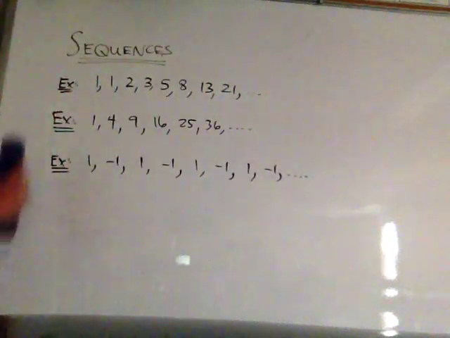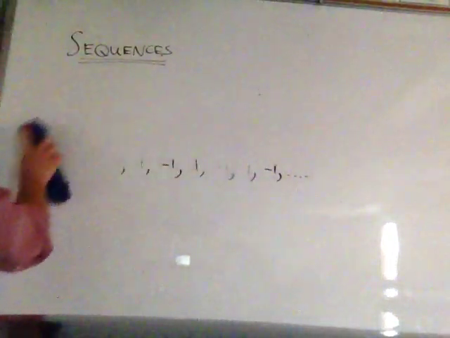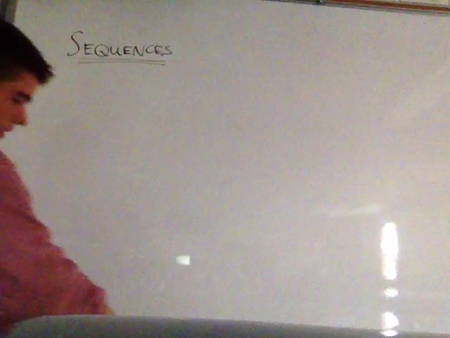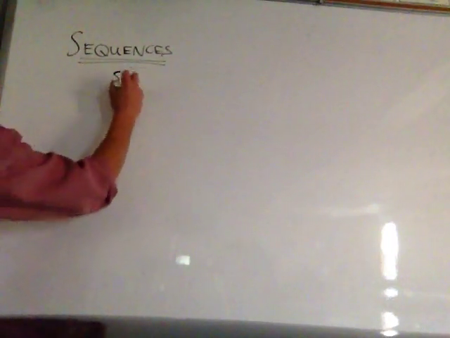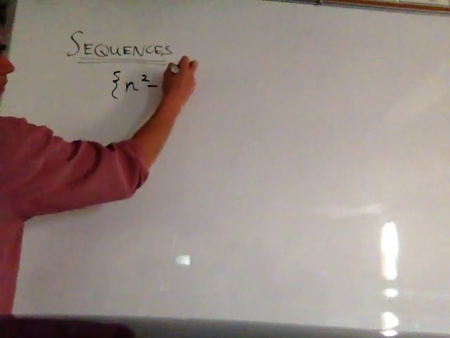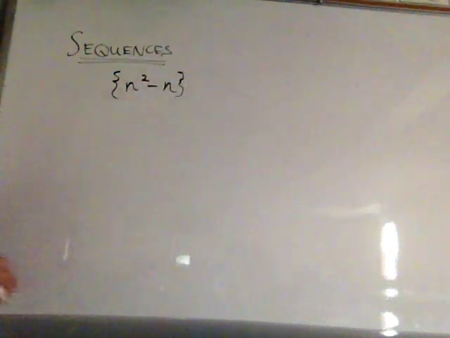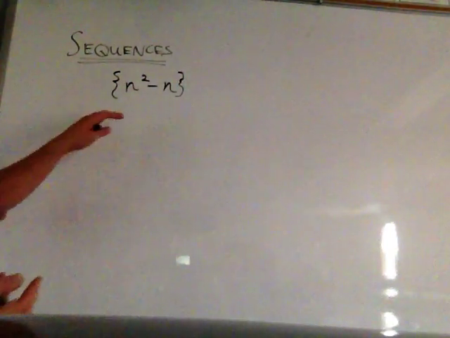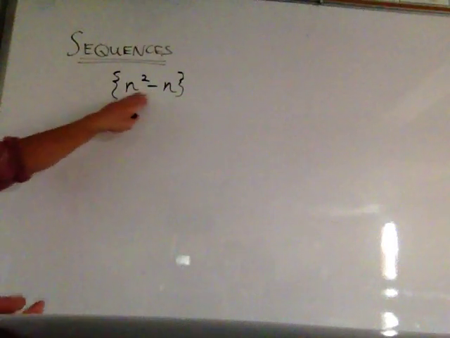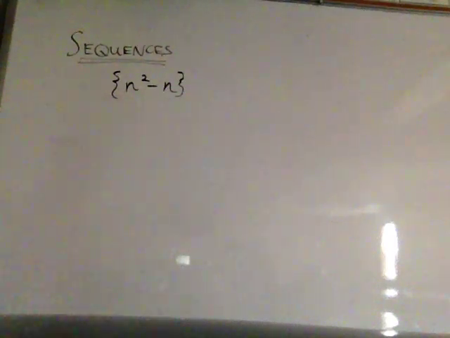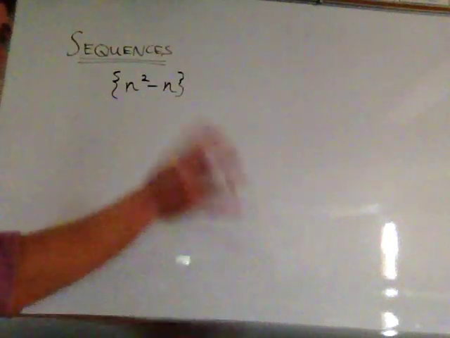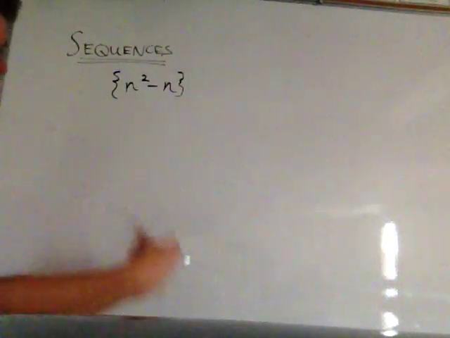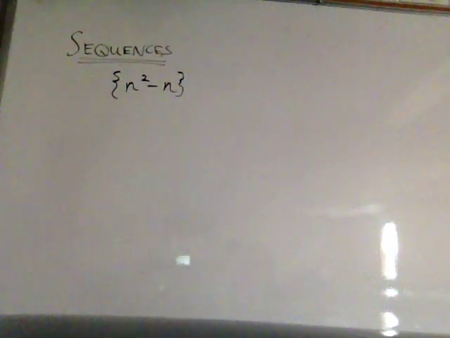Now, you can also define a sequence as a generating function. For example, perhaps I want the sequence that is defined by the function n squared minus n. When you have a sequence defined as a function, oftentimes the variable is n because your domain will just be the natural numbers, starting with 1, 2, 3, 4, etc.